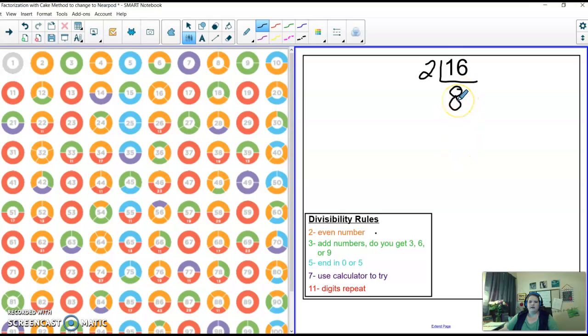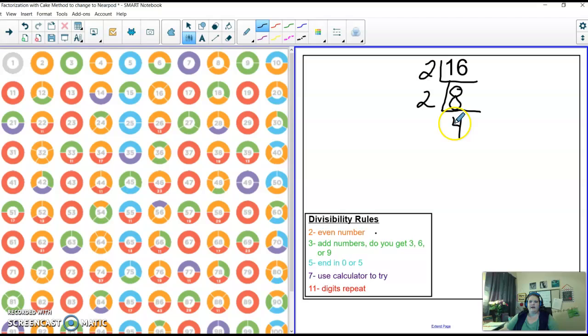8 is not a 1, so I have to keep going. Is 8 divisible by 2? Yes, 8 is an even number, and if I also look at my chart, 8 is orange. So add another layer, write a 2. 8 divided by 2 is 4.